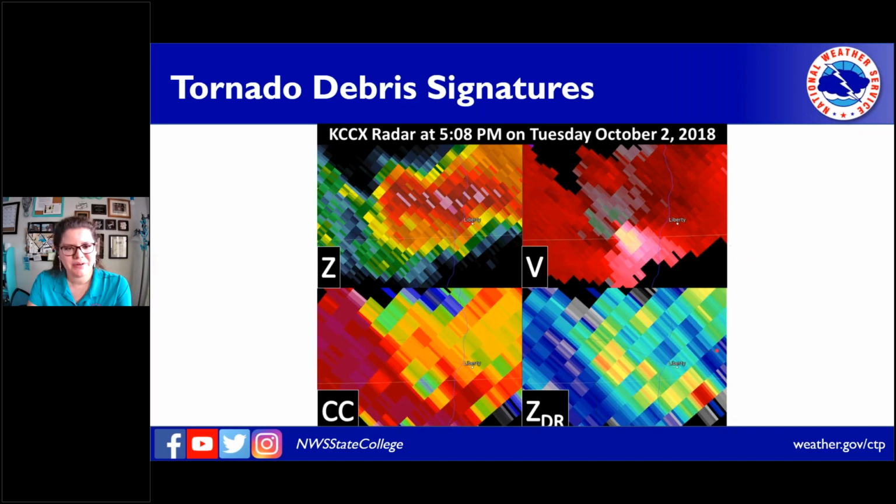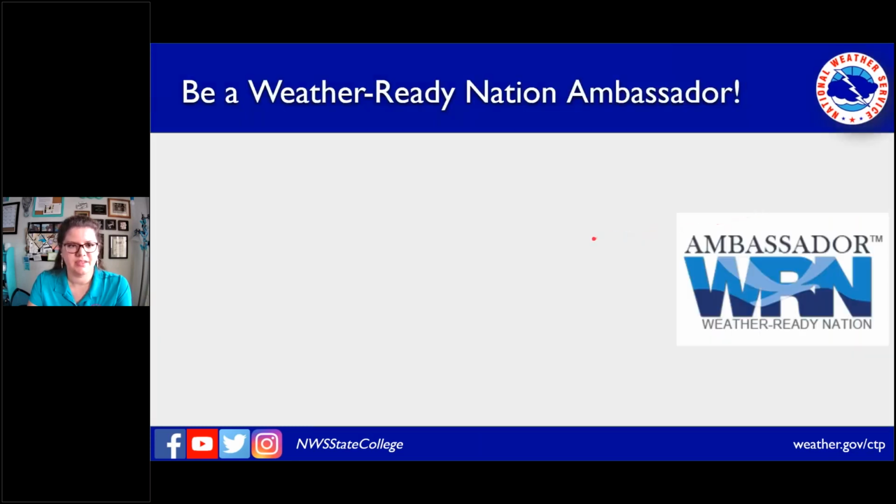So keep your eye out if you're watching radar and you can spot rotation. See if you can find your tornadic debris signature, which does mean that there is a tornado and there is damage occurring with it. So with that, we're all done with radar stuff.